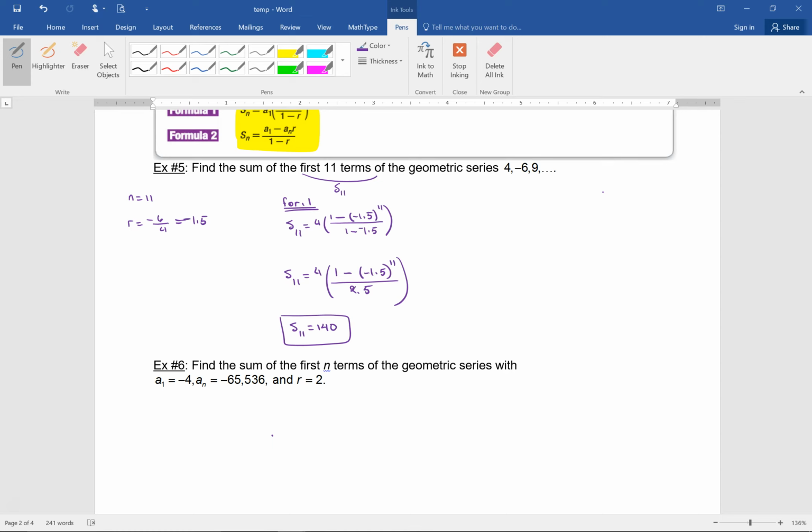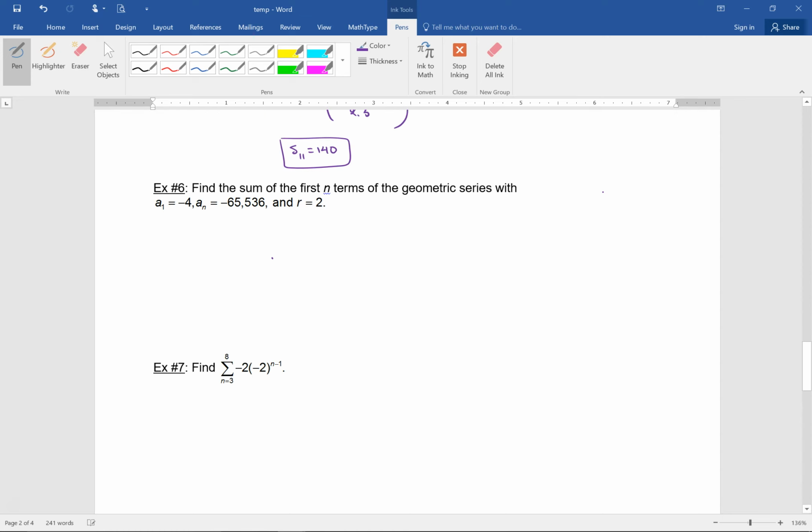All right, find the sum of the first n terms. So we want Sn of the geometric series with these given. So you have a1, you have an, and you have r. Which formula are we going to use? Right. So Sn is equal to a1 minus an times r over 1 minus r. So Sn is equal to negative 4 minus, well, plus really, 65,536 times 2 all over 1 minus 2.